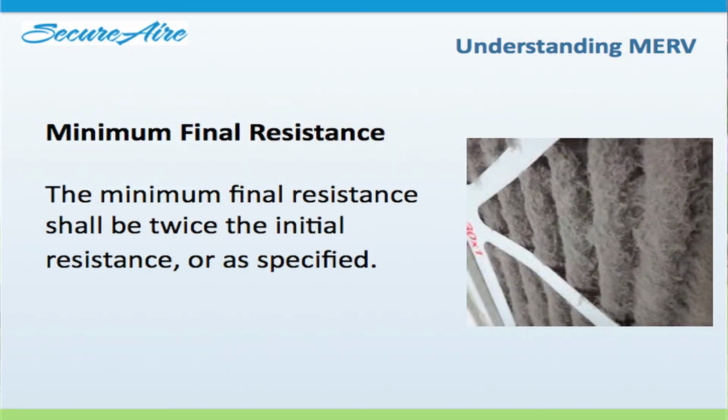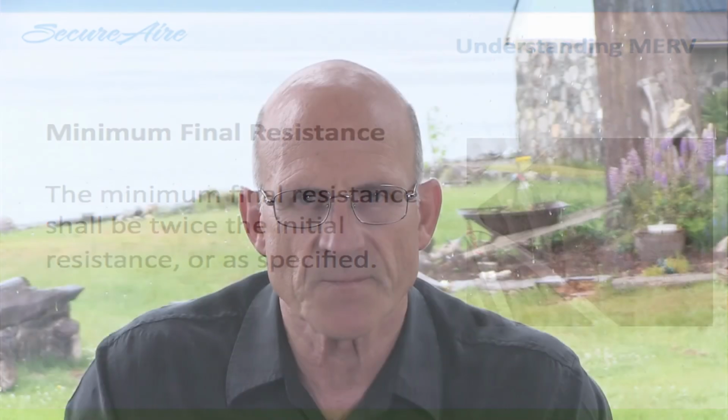And then MERV's testing is complete when the final resistance or static pressure has doubled what the initial static pressure has been. The primary reason for halting the test when static pressure doubles is because of the negative impact that static pressure has on equipment performance. That's Secure Air's priority number 5.